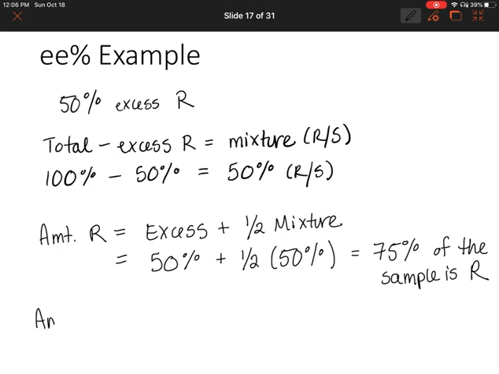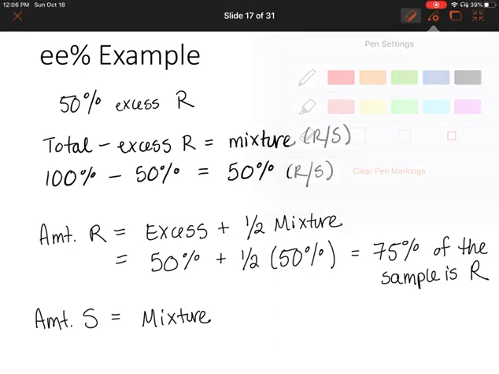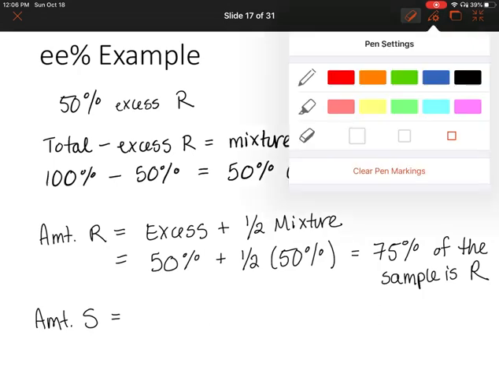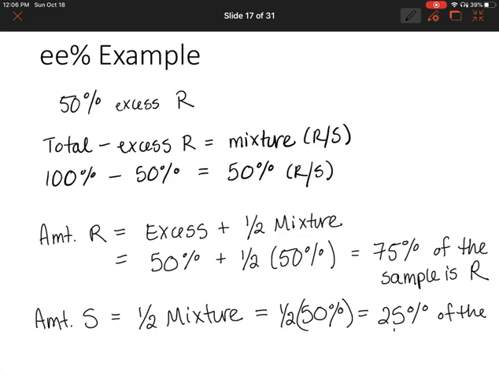So now let's figure out the amount of S. So the amount of S will just be half of the mixture, which is half of 50, which is 25%. Okay.